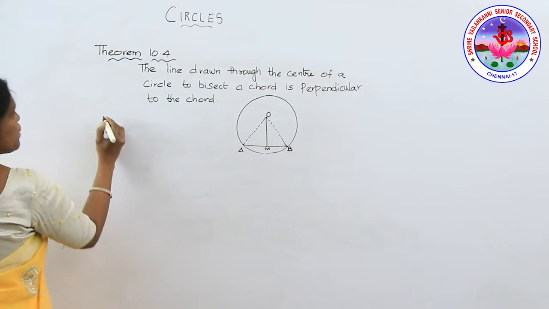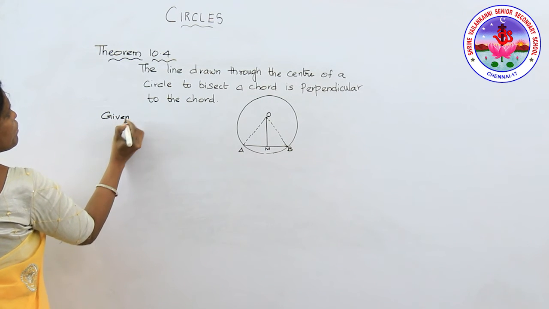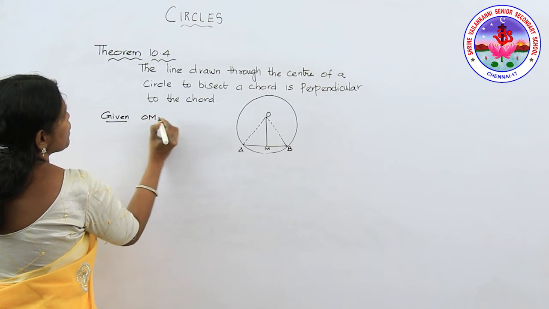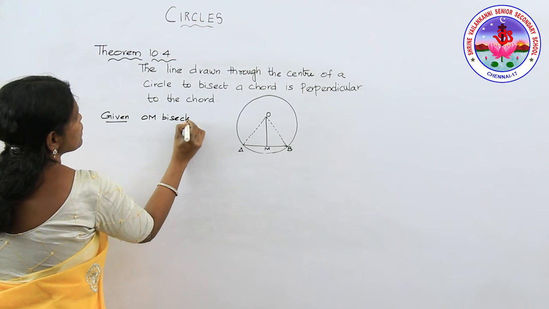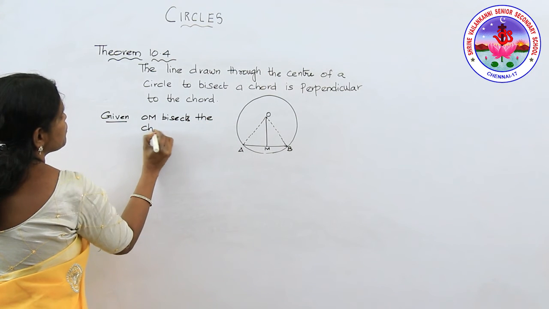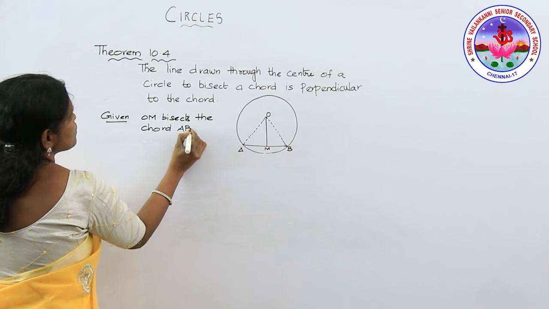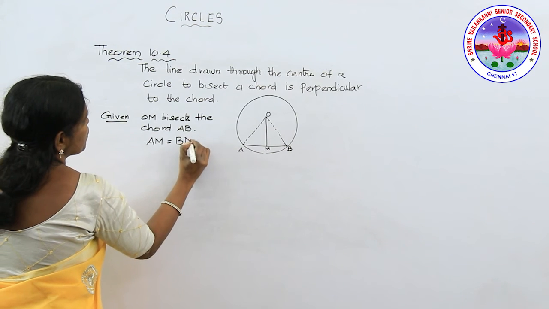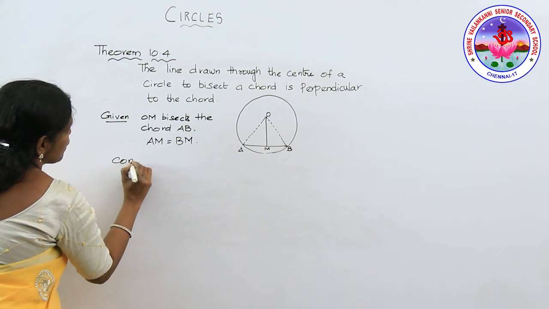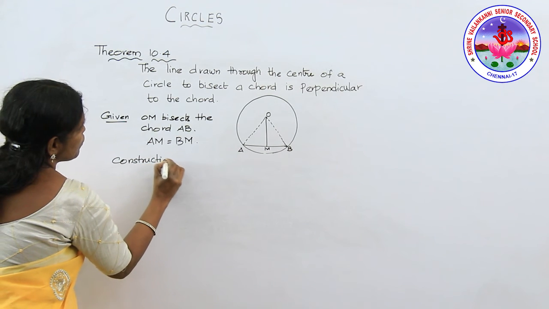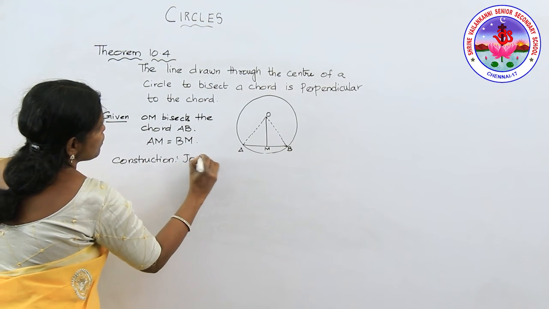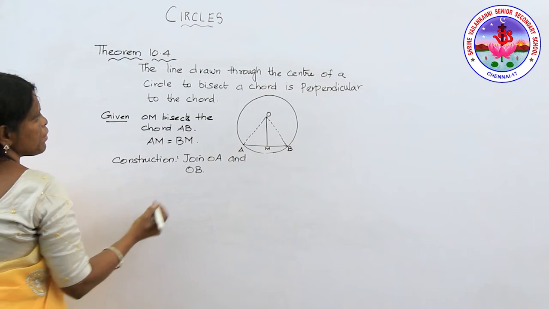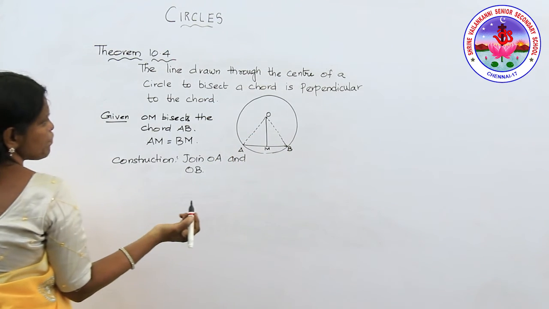So now coming to the statement, first let me write what is given. Given OM bisects the chord AB. So it means that AM is equal to BM. Now I am joining OA and OB because they two are the radii of the circle.